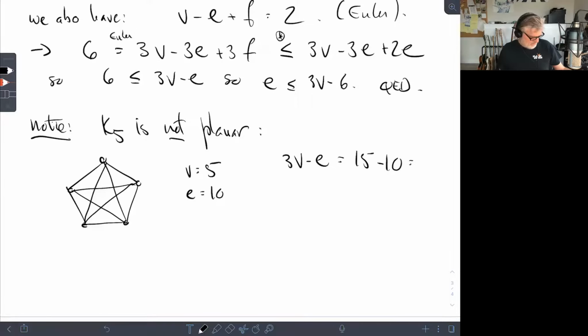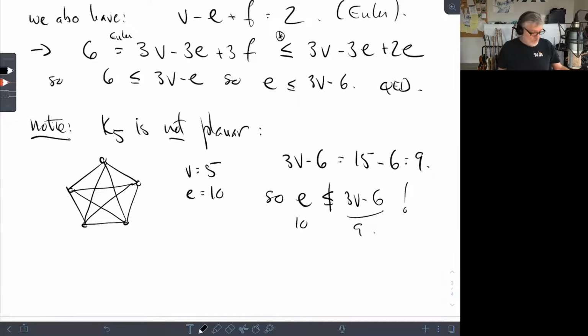Is that right? Yeah, what am I doing? Sorry, I want 3V minus 6. 3V minus 6 is 15 minus 6, which is 9. Right? And E is 10. So 10 is not less or equal to, so E is not less or equal to 3V minus 6. This is 10, and this is 9. Okay, so the complete graph on 5 vertices fails this inequality, and so it cannot be planar.